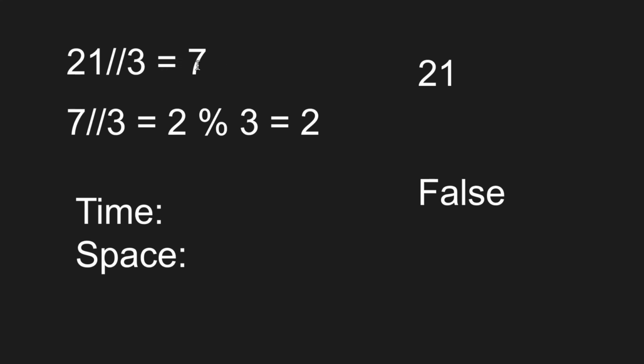Now if we look at an example where it's false, we have 21. 21 divided by 3 is 7. 7 divided by 3 is 2 with a remainder of 1. But 2 divided by 3 is 0 with a remainder of 2. And since we have a remainder of 2, we return false.